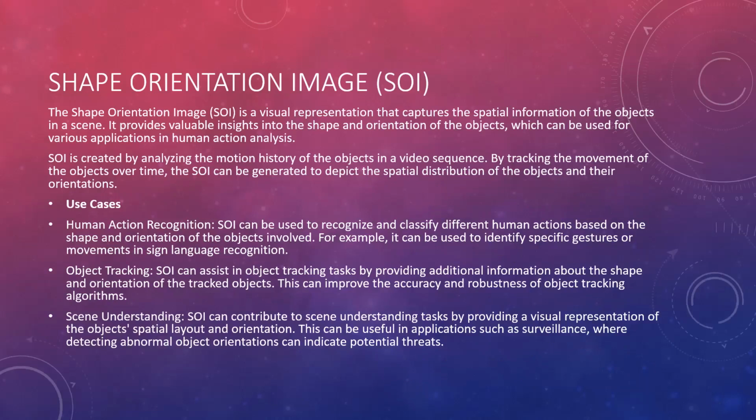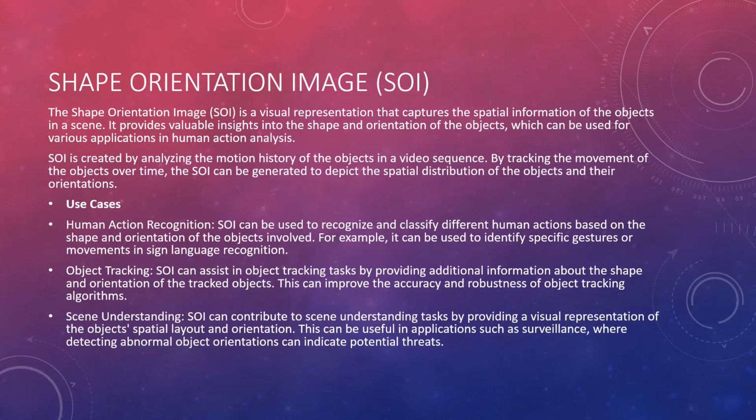The shape orientation image is a visual representation that captures the spatial information of the objects in a scene. It provides valuable insights into the shape and orientation of the objects, which can be used for various applications in human action analysis. SOI is created by analyzing the motion history of the objects in a video sequence. By tracking the movement of the objects over time, the SOI can be generated to depict the spatial distribution of the objects and their orientations.